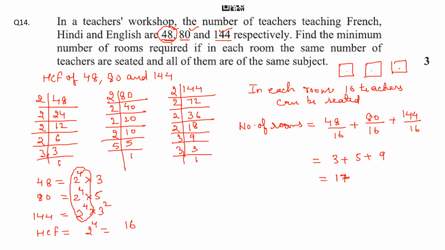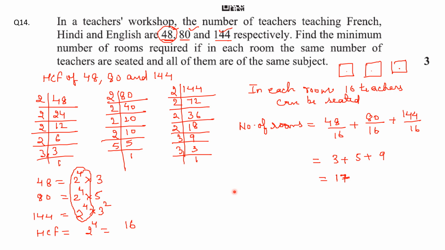Now why I am telling it is minimum? Because you have found the highest factor. This is the highest possible way in which you can make the arrangement for the teachers, isn't it? Maximum value is 16, 16, 16 you can put in each room. Okay, so this is the minimum room requirement.